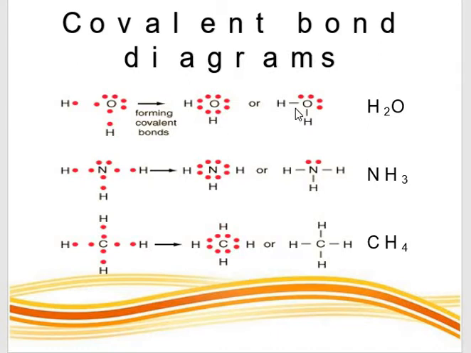Similarly, in ammonia, NH3, N has 5 valence electrons and needs 3 more to complete its octet. So it forms 3 single covalent bonds with 3 different hydrogen atoms. Same condition with CH4. Carbon has 4 valence electrons and needs 4 more to complete its octet. So it forms 4 single covalent bonds, represented by single dashes, to complete its octet. And in this manner, hydrogen is also completing its duplet.